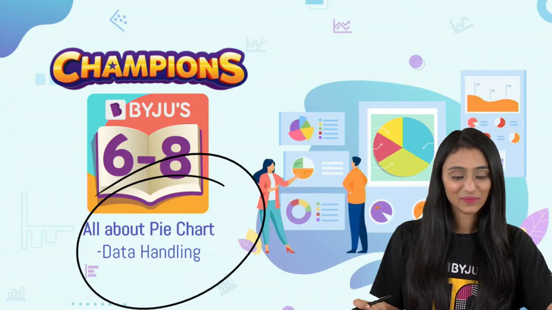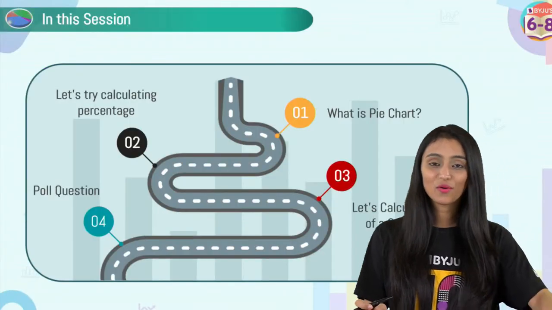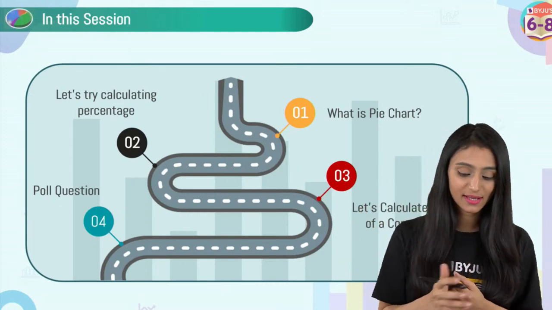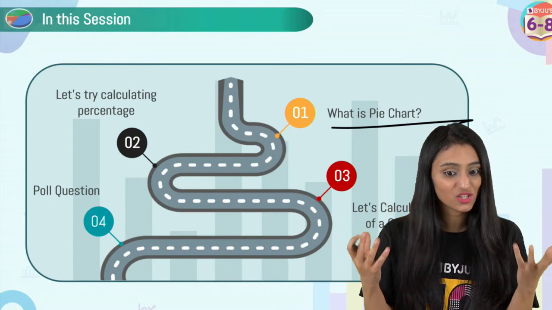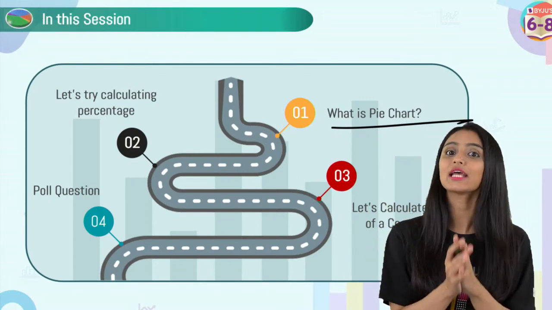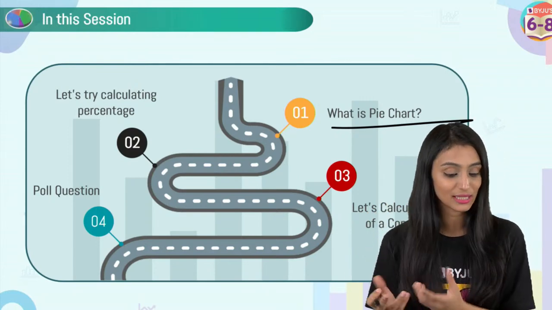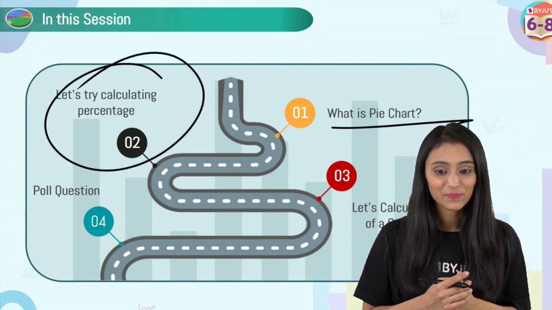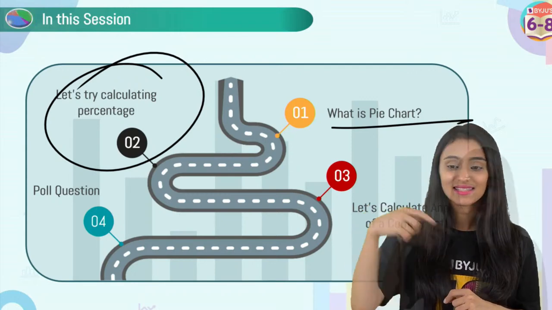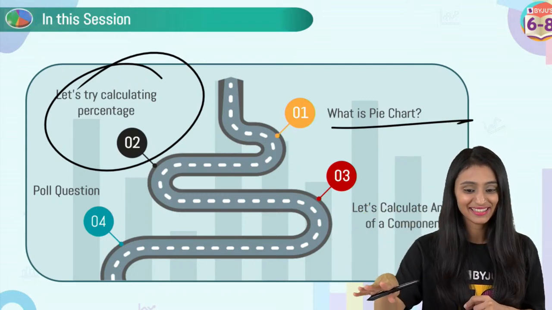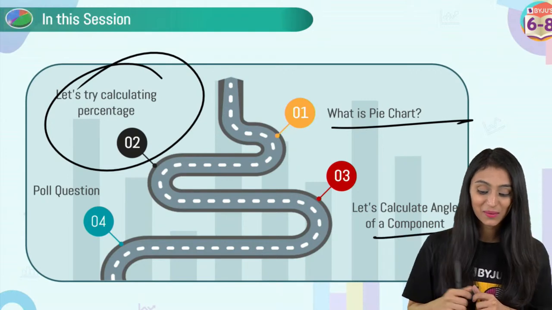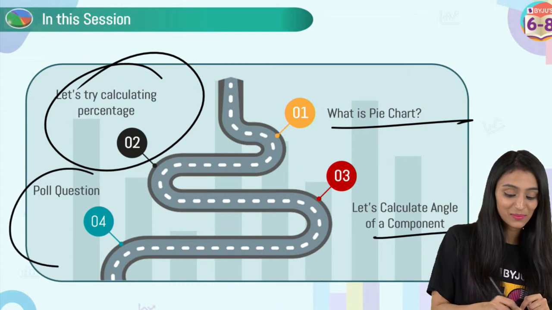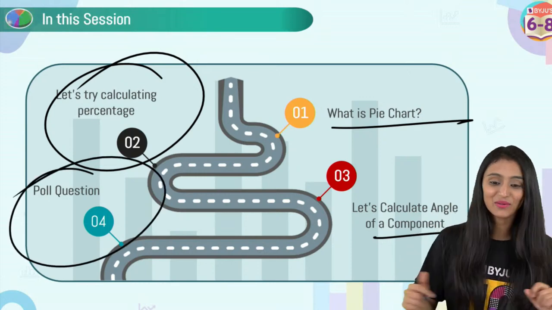Love data handling, right? All right, so let's get started. So before I properly start the session, let me just walk you through the content that we are going to discuss today. First, we will be talking about what pie chart is actually, because first time we are learning this. So first, we need to know what is it actually. Second, we will try to calculate the percentages. Yes? Correct. See, it's everywhere around us. Then we will talk about how to calculate the angle of a component. We will end this session by discussing a poll question. So are you all ready?